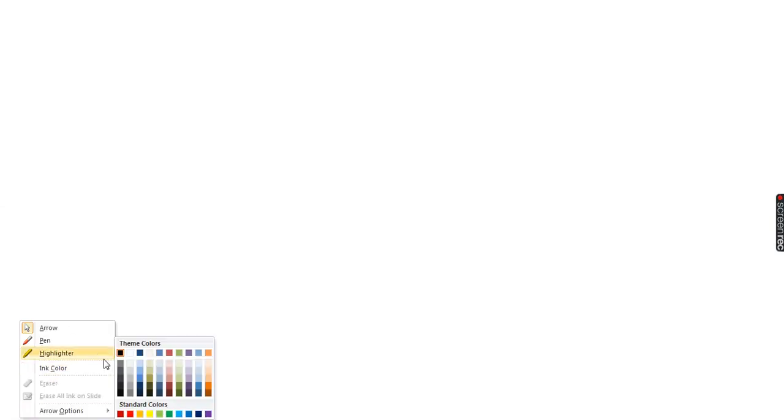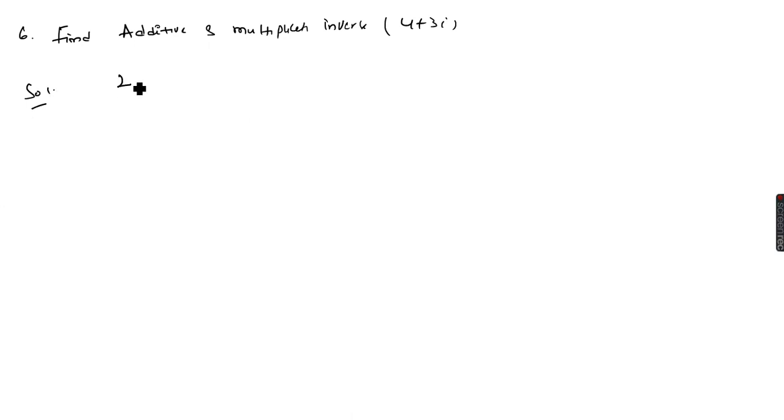Next, find the additive and multiplicative inverse of 4 plus 3i. The solution: z equal to 4 plus 3i. Next, additive inverse.